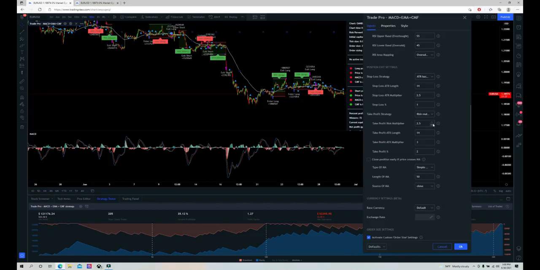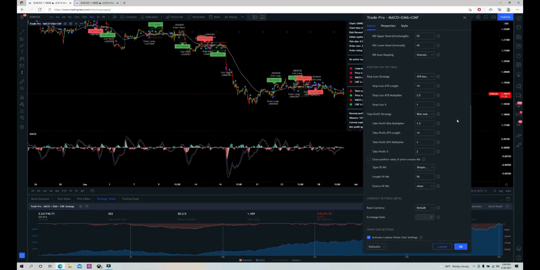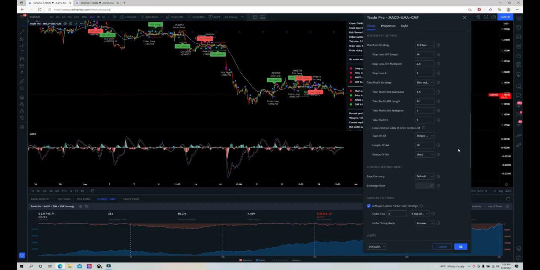So you can try out all the different things in between, but I'm just going to put it at 1.5 for now, as that is the classic way that Trading Rush did it, with a 1 to 1.5 risk to reward ratio. The next thing down is an option to close the position early if the price crosses over an EMA or MA of your choice.